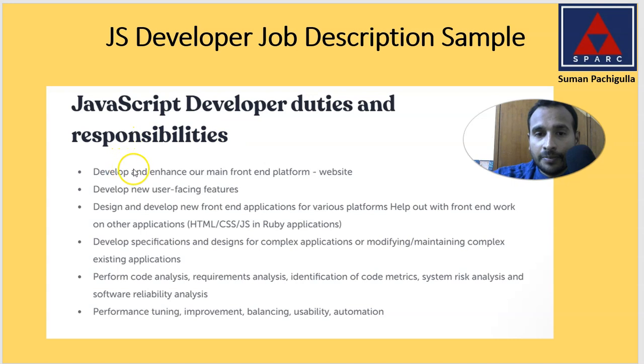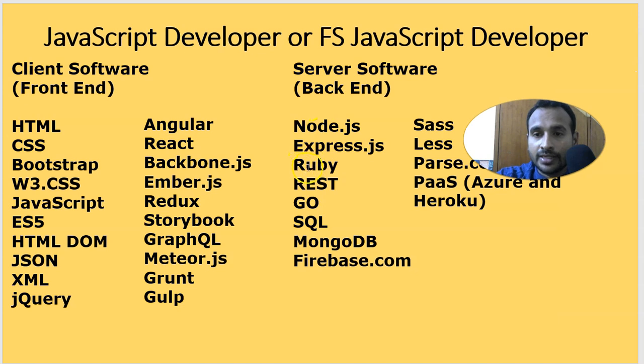So here, develop and enhance our main front-end platform website. All right, this is for a website. They're looking for a JavaScript developer. Develop new user-facing features, meaning to develop some sort of features required for new users. Now, design and develop new front-end application for various platforms, help out with front-end work on other applications, meaning they're looking for something to build front-end and they want to use HTML, CSS, JavaScript in a Ruby application. So backend is Ruby. You remember this? Ruby, that is the backend one.